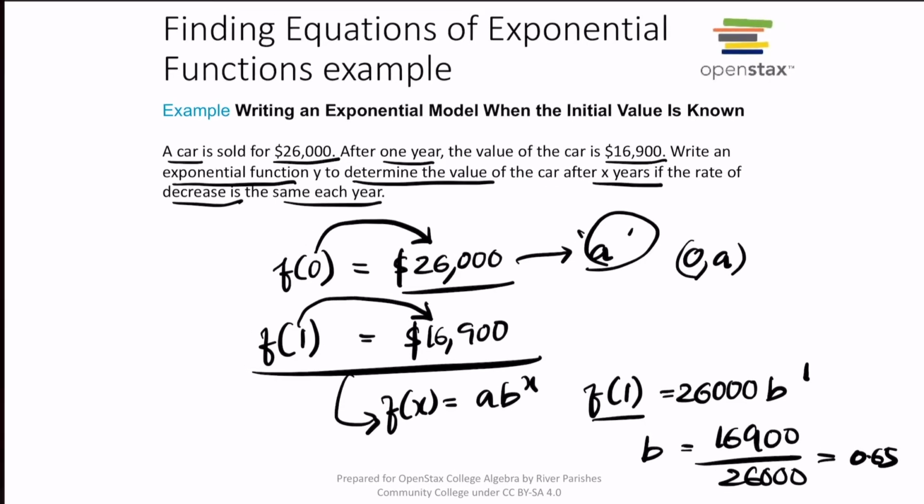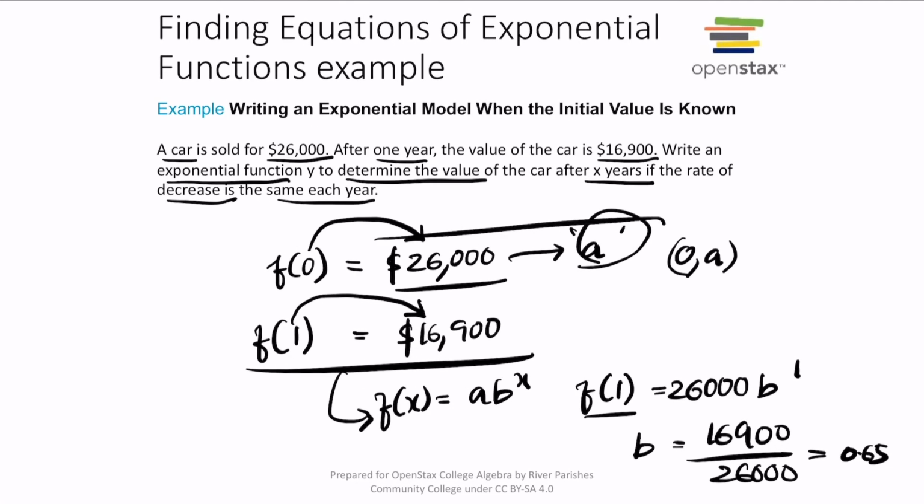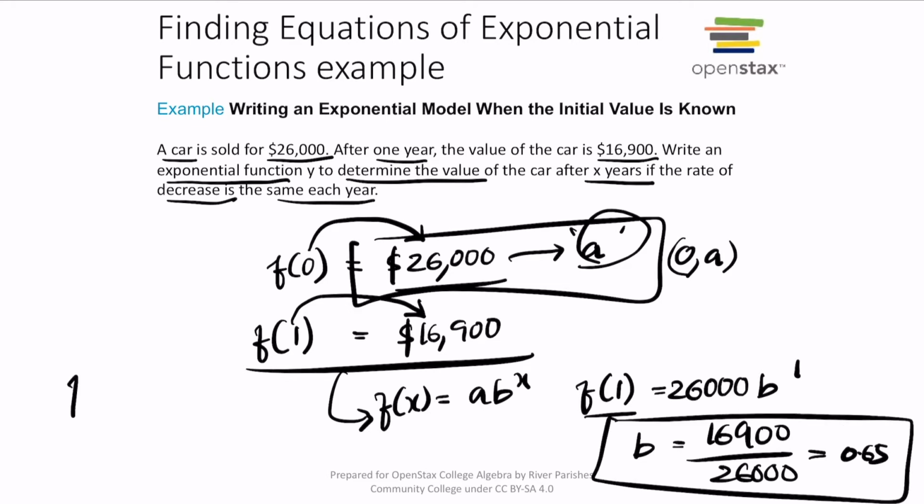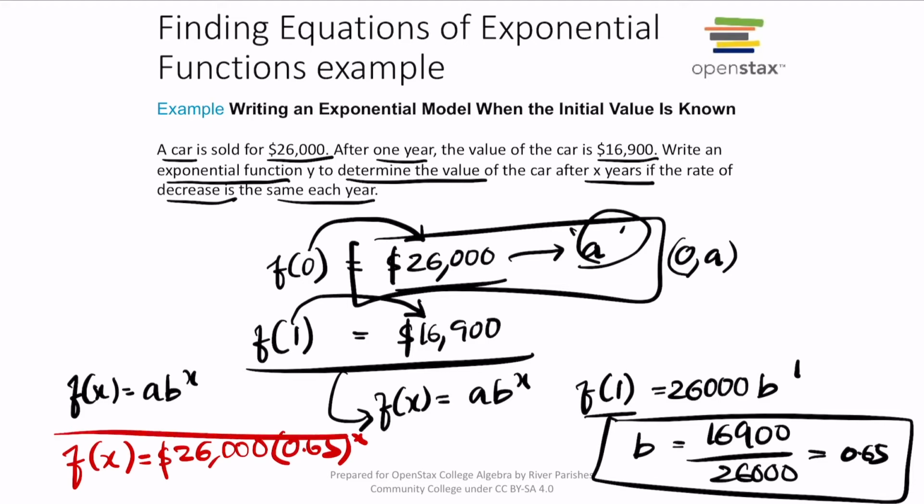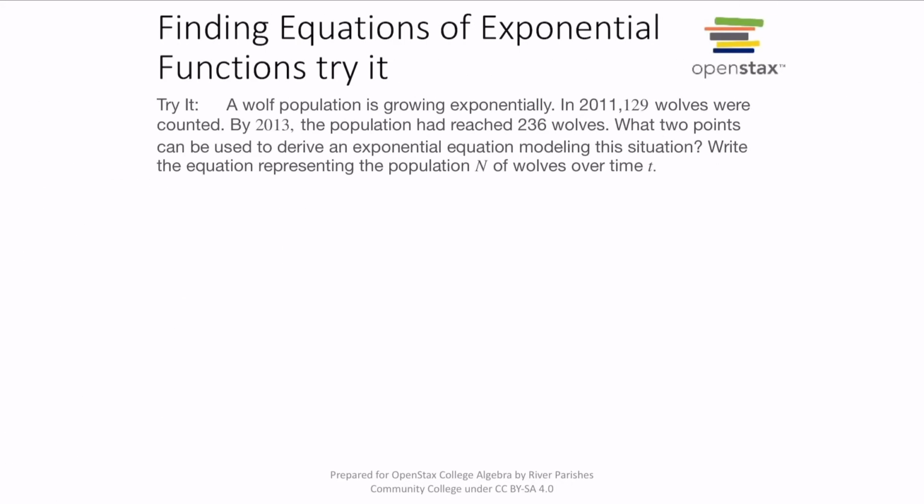So finally we have both the values. We have a and we have the b value. So substitute both of them into the equation. So we know that the equation is f(x) = ab^x. So f(x) becomes, a here is $26,000, times 0.65 to the power x. So this is the answer for the given problem.